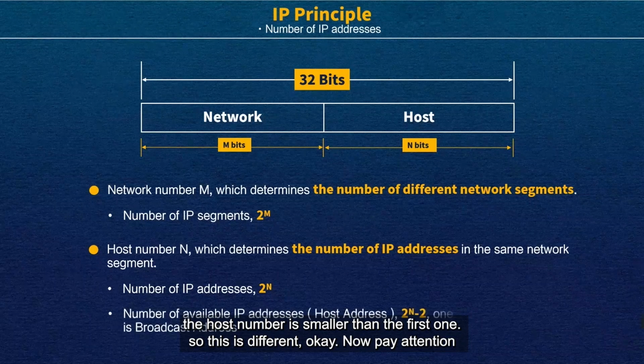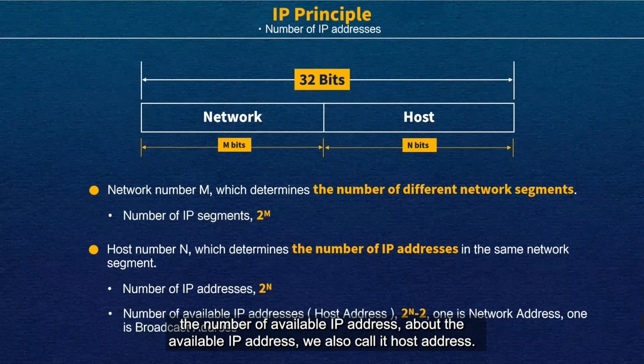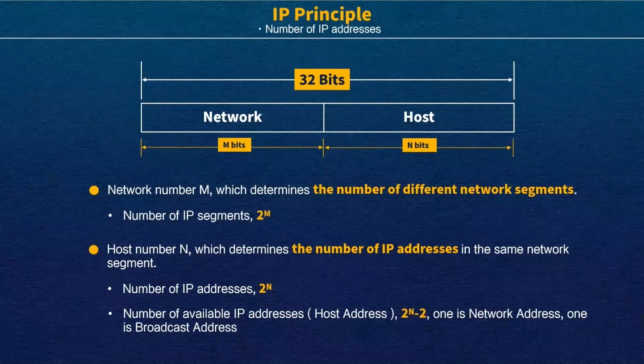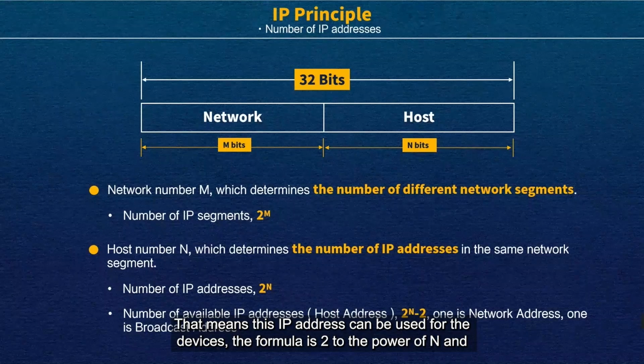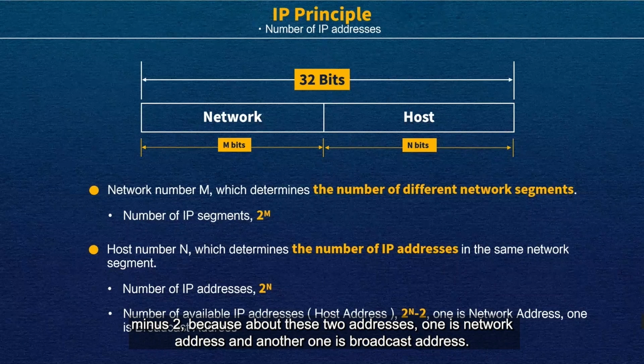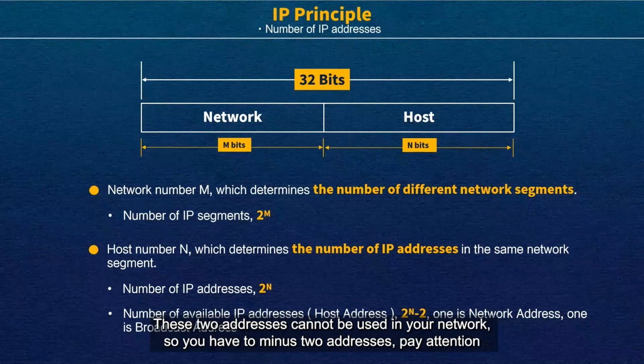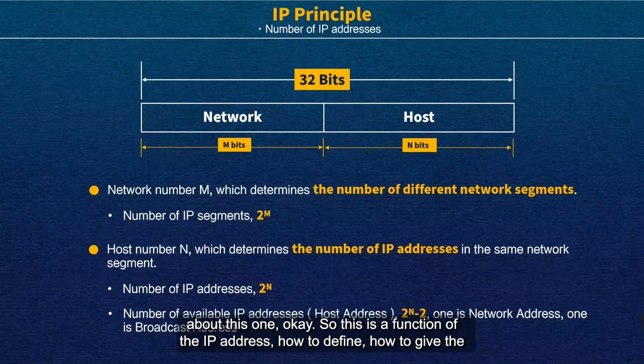Okay, but pay attention. The number of available IP addresses. The available IP address, we also call host address. That means this IP address can be used for the devices. The formula is 2 to the power of m minus 2, because what are the two addresses? One is the network address and another one is the broadcast address. These two addresses cannot be used in your network, so you have to minus these two addresses. Pay attention about this one.